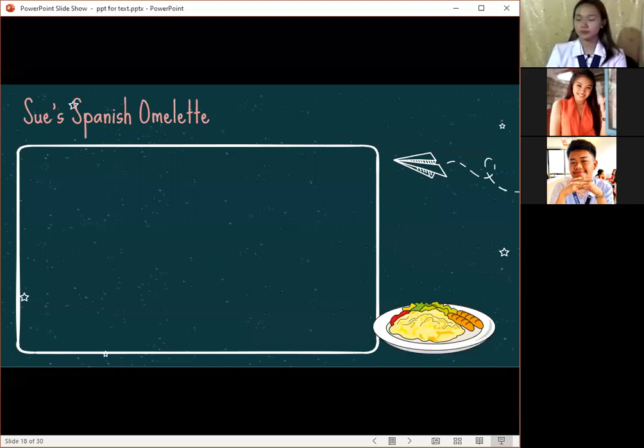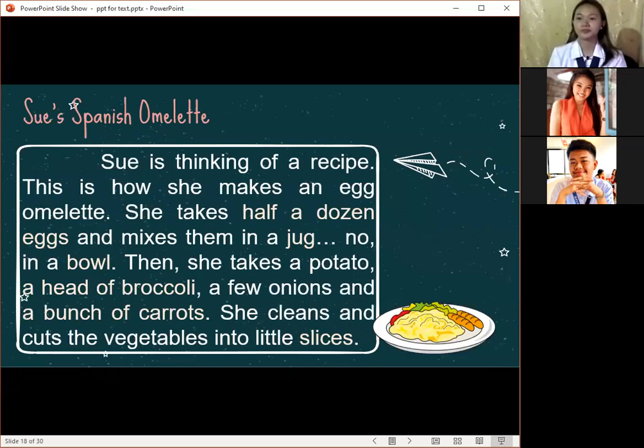Okay, so let's start. Sue is thinking of a recipe. This is how she makes an egg omelette. She takes half a dozen eggs and mixes them in a jug. No, in a bowl. Then she takes a potato, a head of broccoli, a few onions, and a bunch of carrots. She cleans and cuts the vegetables into little slices.